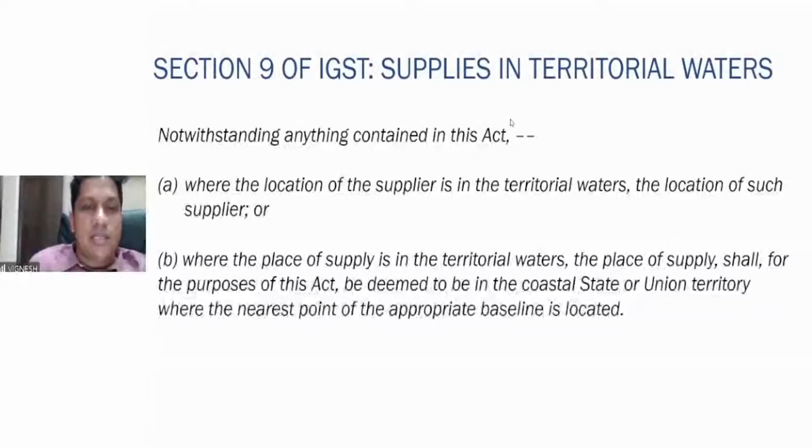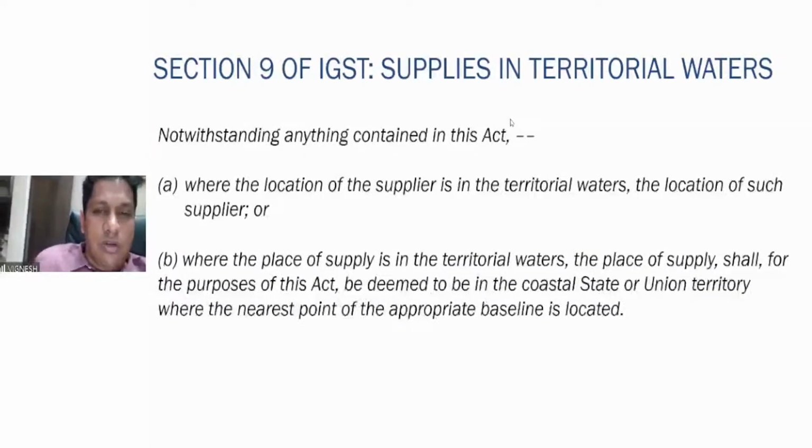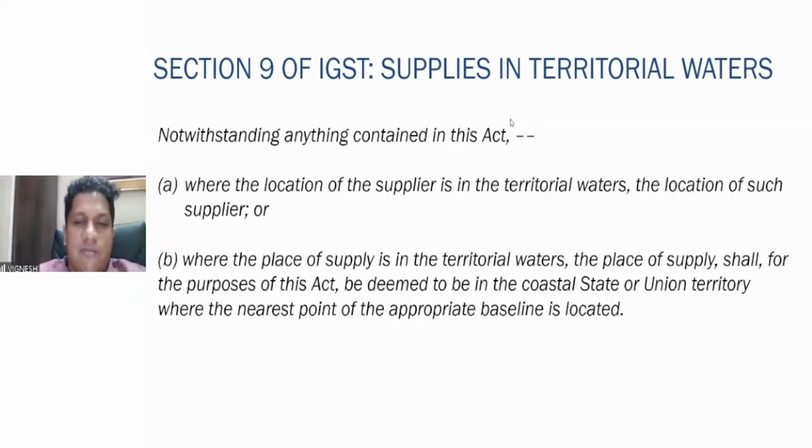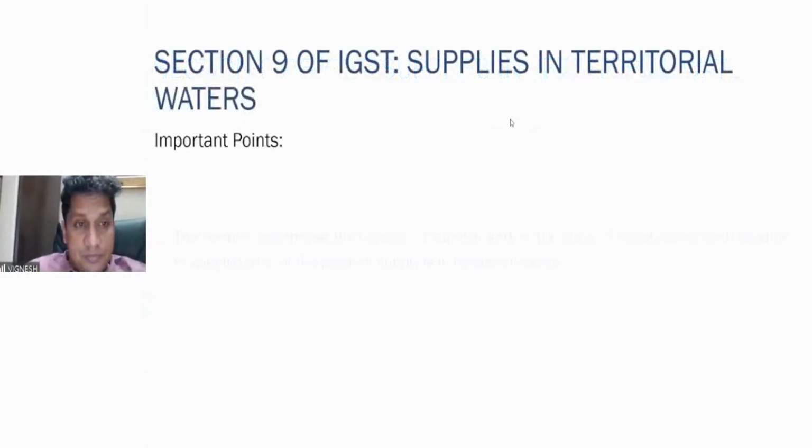Or where a place of supply is in the territorial waters, right? The place of supply shall be deemed to be the coastal state or union territory where the nearest point of the appropriate baseline is located. So to determine the location of supplier in the territorial waters, whichever is that particular location of supplier has to be taken into consideration. But where the place of supply is in territorial waters, it shall be the nearest point of baseline, that is the nearest coastal state. If the ship is in the territorial waters, whichever is the nearest coast, that particular state has to be taken as the place of supply, right?